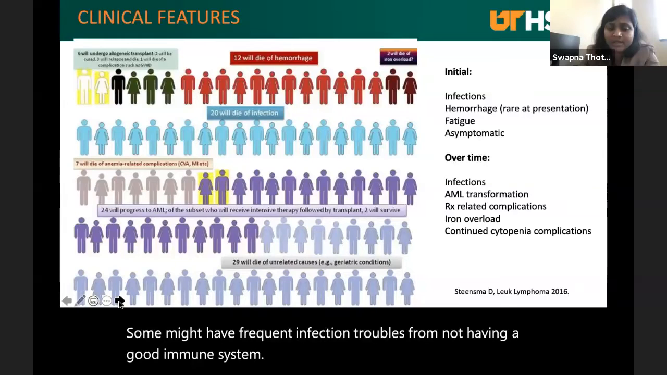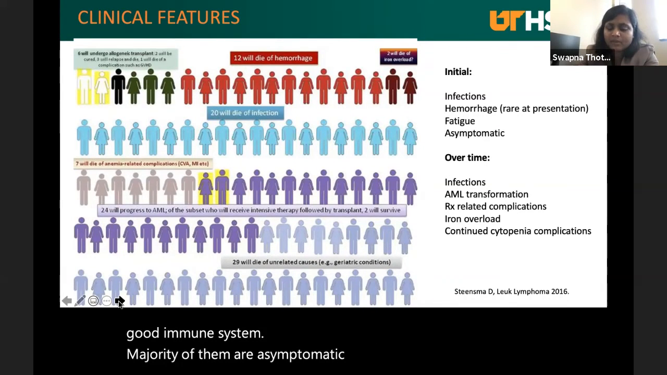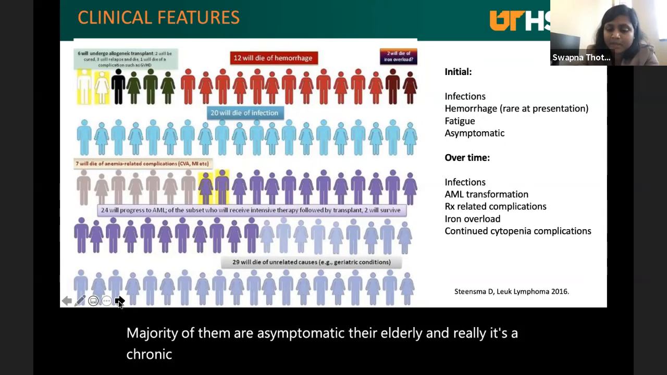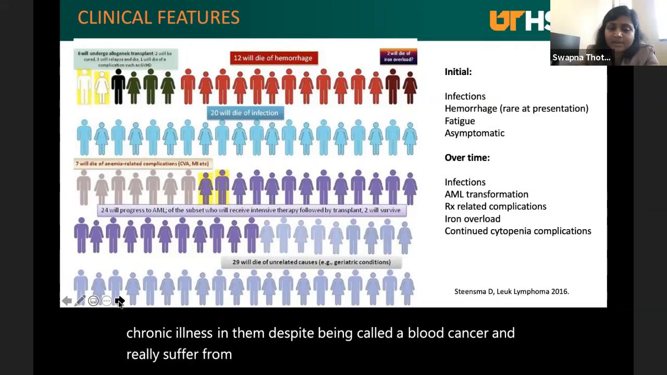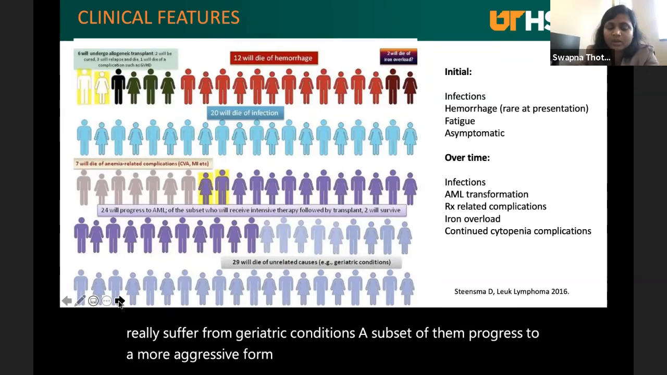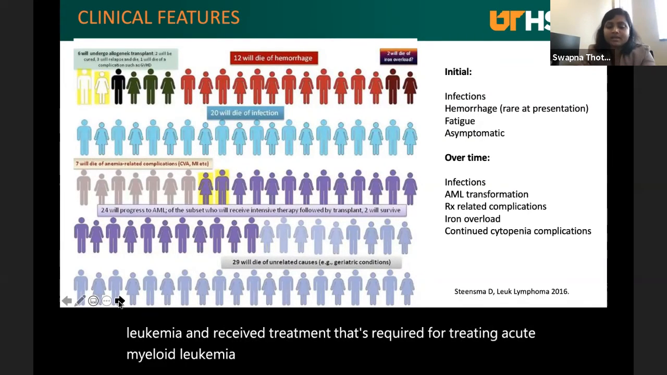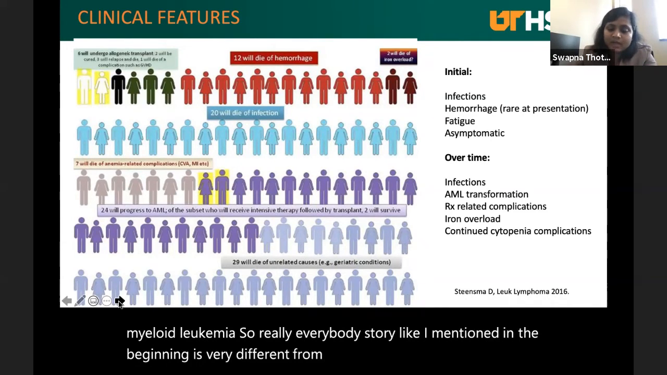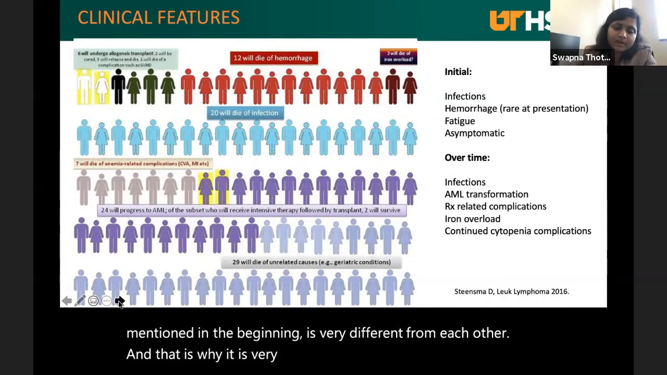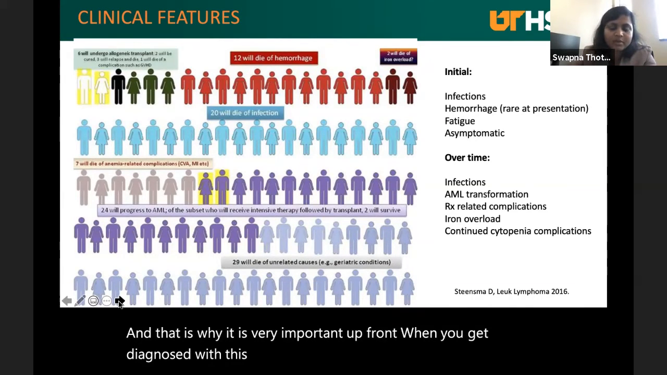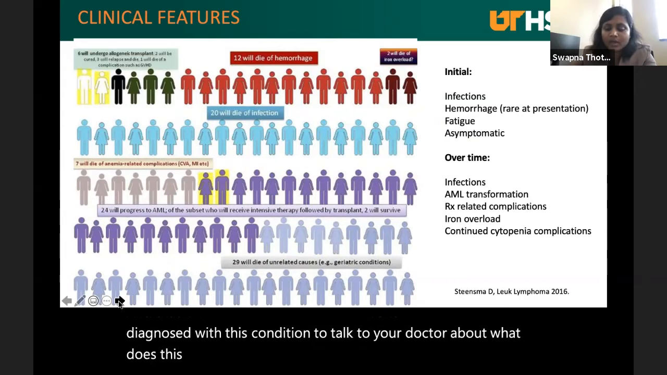A majority of them are asymptomatic, they're elderly, and really it's a chronic illness in them despite being called a blood cancer, and really suffer from geriatric conditions. A subset of them progress to a more aggressive form of blood cancer called acute myeloid leukemia and receive treatment that's required for treating acute myeloid leukemia. So really everybody's story, like I mentioned in the beginning, is very different from each other. And that is why it is very important upfront when you get diagnosed with this condition to talk to your doctor about what does this mean to me? How can you tell how this impacts me.